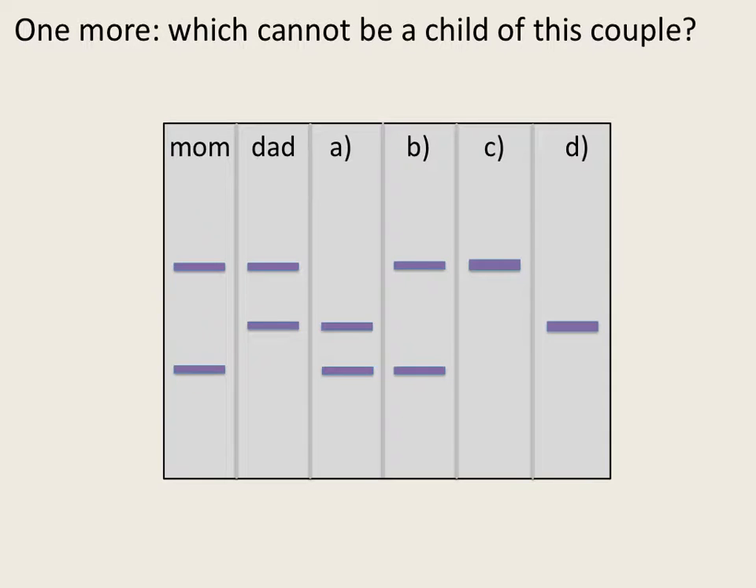Which cannot be the child of this couple? Yeah, B. Because it's the same thing as the previous one. B. D. Yeah. Oh, okay. I didn't notice that one. That's a double. So it's B, C, D.